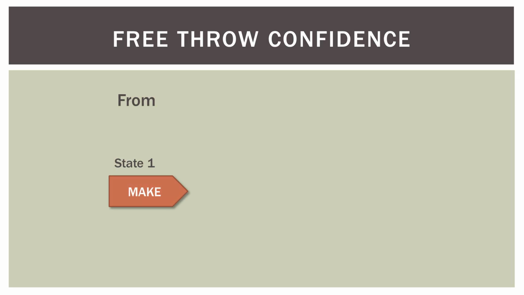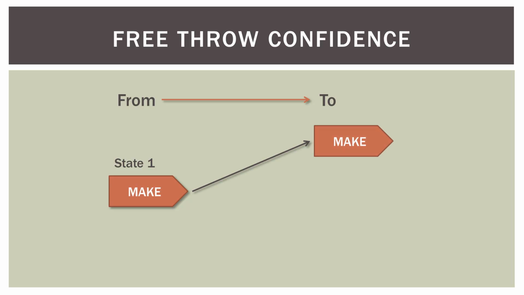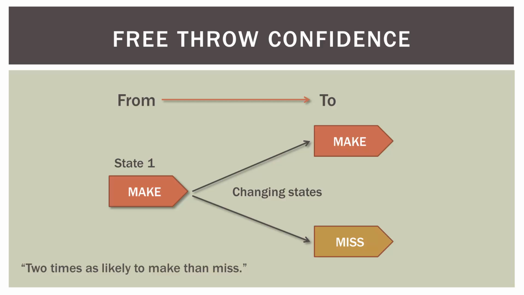So where are we going from and to? Well, let's say we make the first shot. So we'll call state 1 a make. What can happen the second time? Where are we going to? Well, we can make the second shot, or the player can miss the second shot. So we're changing states. Now notice, all it says is 2 times as likely to make than miss.